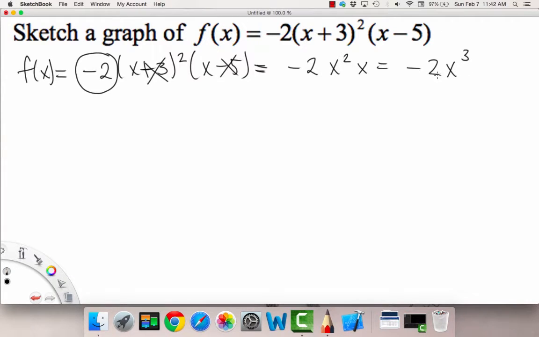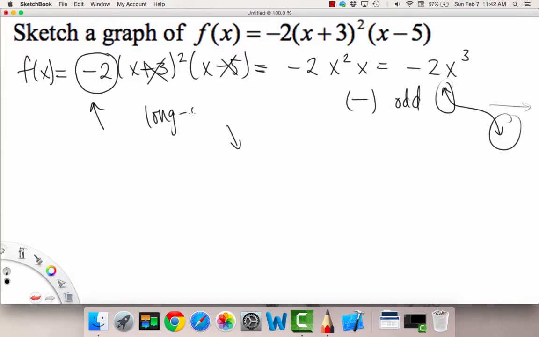So what this means is that our leading term will look like this, and so we have a negative and an odd power. Odd means it's going to look like some kind of s, and because it's negative, it'll be flipped around, so ultimately it'll look something like this. It'll go up on the left, as x goes to negative infinity, and down to negative infinity as x moves along to the right. So that's what's happening on either end of our graph. So that's our long run. I'll just write in long run behavior.